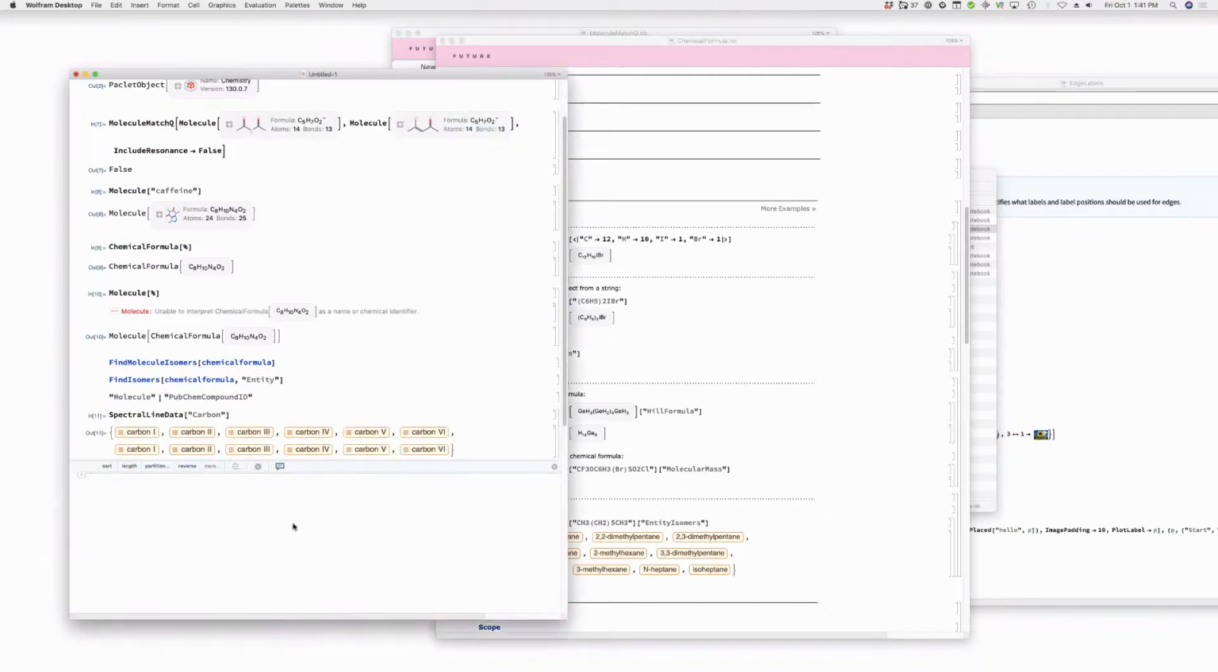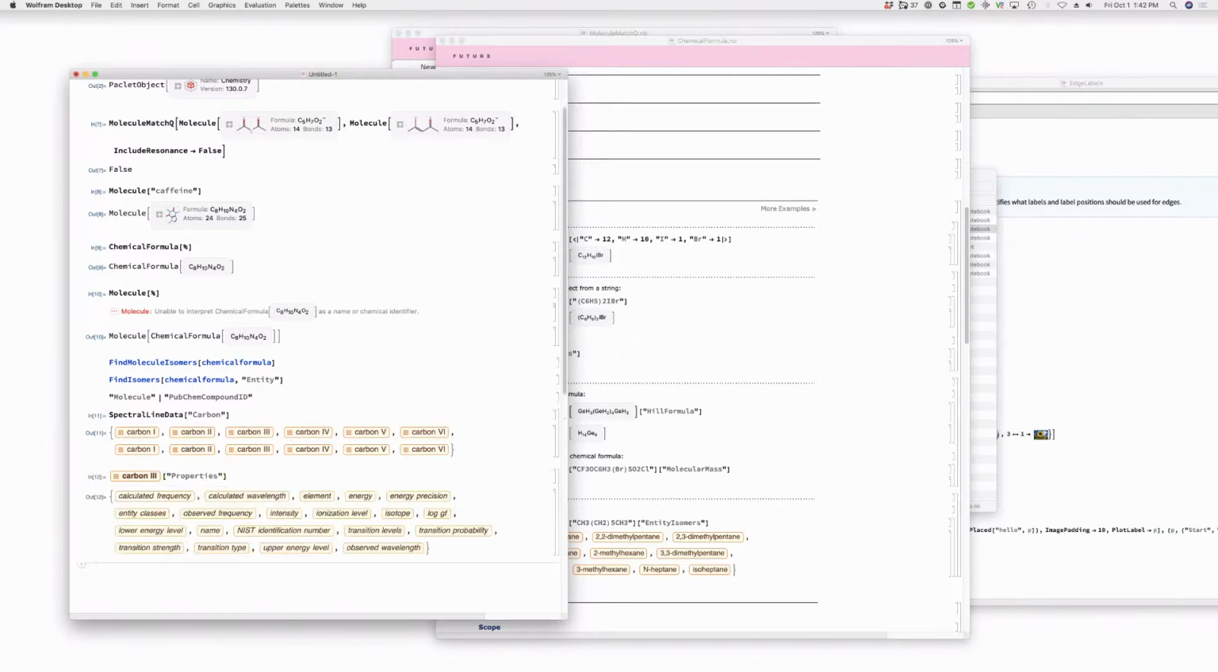So if we say that, and then we say carbon, for example, what are we going to get? Carbon has a lot. Okay, that's like the third ionized. So how do I actually get the spectral lines? Oh, look at the ref page. So you can say in this range. Okay, there's a lot of interesting stuff here. All right, let's not get distracted.